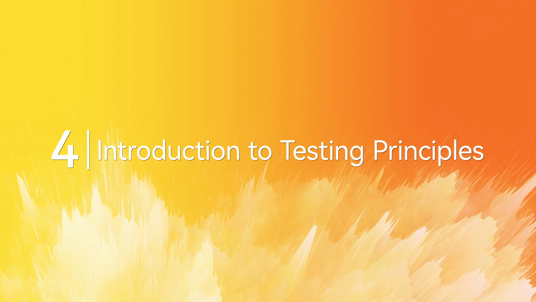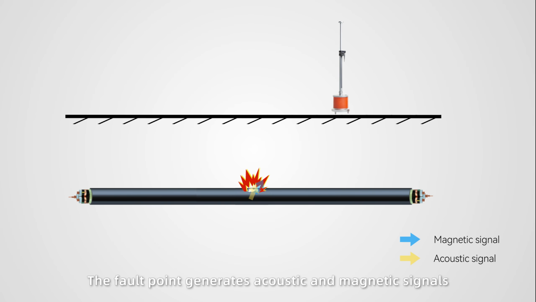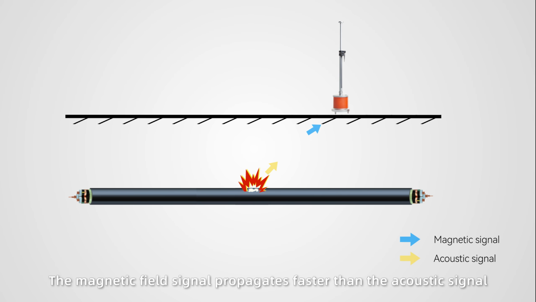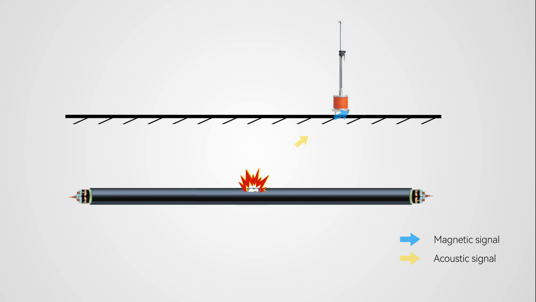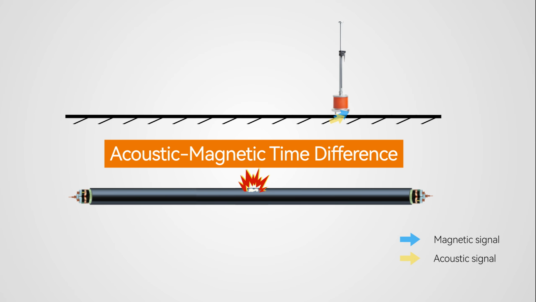4. Introduction to testing principles. Applying a high voltage pulse causes the fault point to break down and discharge. The fault point generates acoustic and magnetic signals at the moment of breakdown. The magnetic field signal propagates faster than the acoustic signal. The time difference between their arrival at the radar is called the acoustic-magnetic time difference.